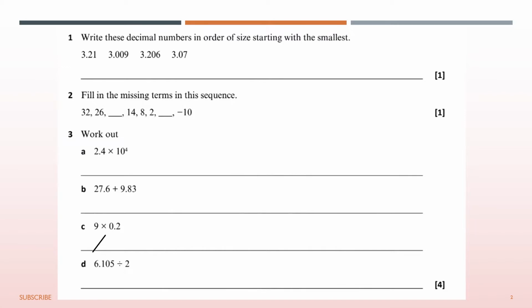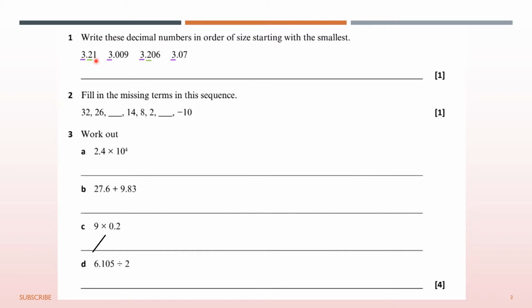Let's look at question number 1. Question number 1, we have to write these decimal numbers in order of size starting with the smallest. So for these type of questions we have to compare the numbers. Now let's look at the first number of each of the numbers here. Now we can see that it is the same number, so we can't compare it. Let's look at the second number.